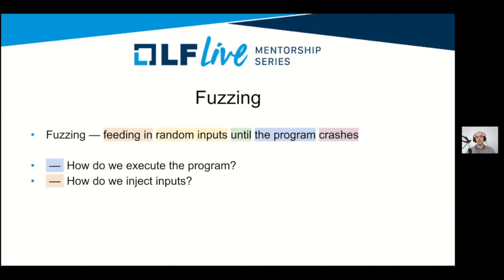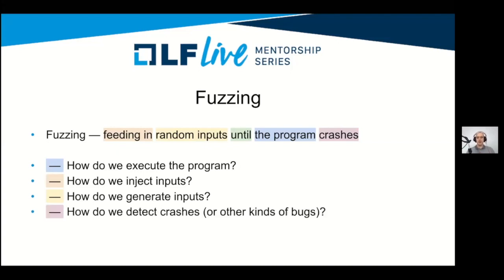Then, how do we inject inputs? If our program expects inputs on standard stdin, it's easy, but when you're trying to inject random USB devices and fuzz the kernel, this can be more difficult. Then, how do we generate inputs? We can just generate random data, or maybe we can do something smarter. How do we detect crashes? If a user space application crashes with a segmentation fault, that's easy to detect. But if you have an out of bounds write of just a few bytes, this does not necessarily lead to a crash immediately, or maybe it will not lead to a crash at all in your particular case.